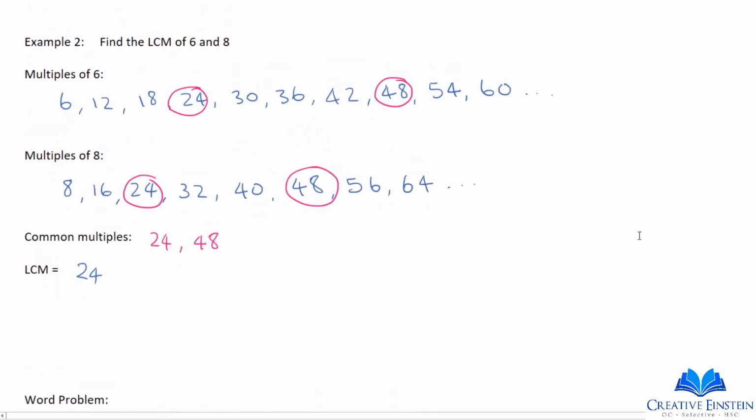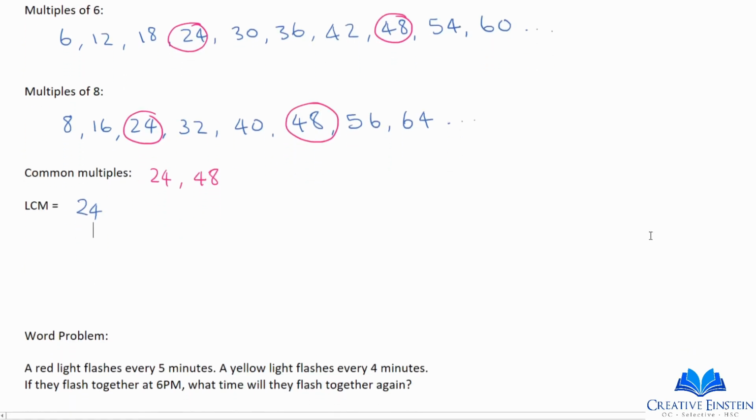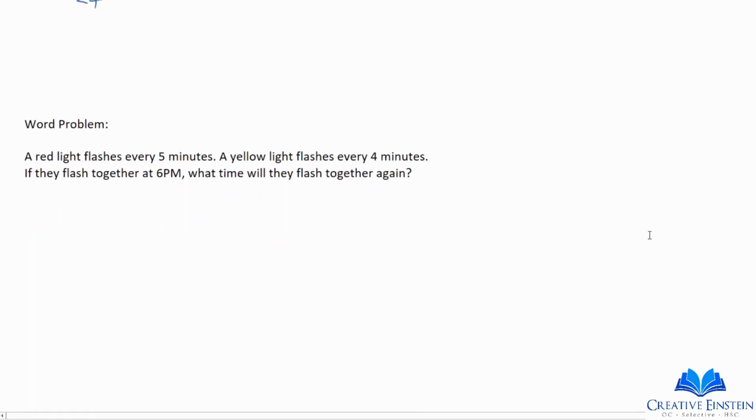Now, some people ask me why we need to know the lowest common multiple. There are a few reasons why. One of them would be for fractions. Another example is some word problems. Some of them need LCM.